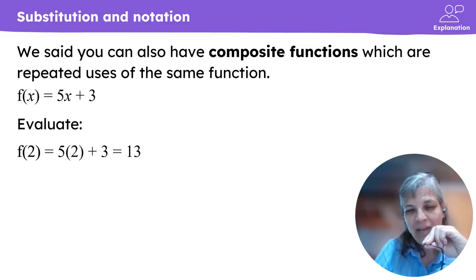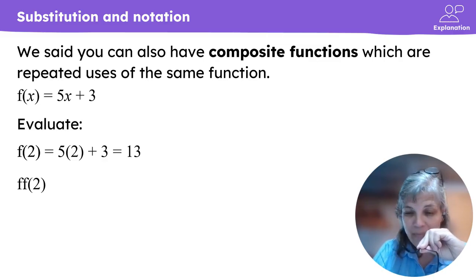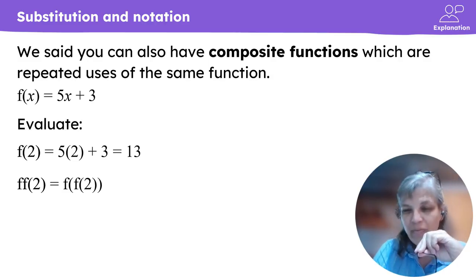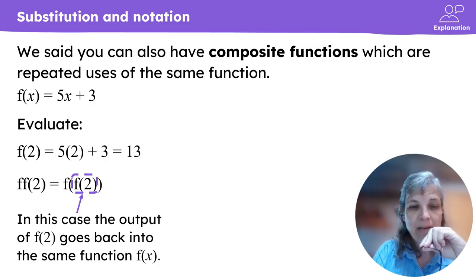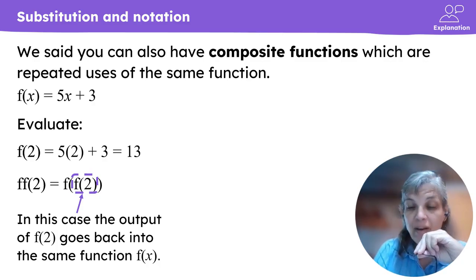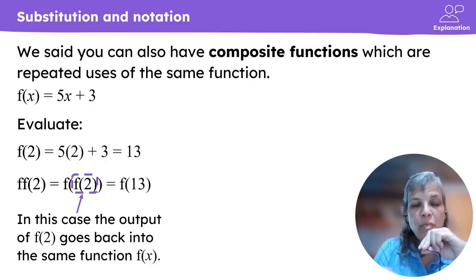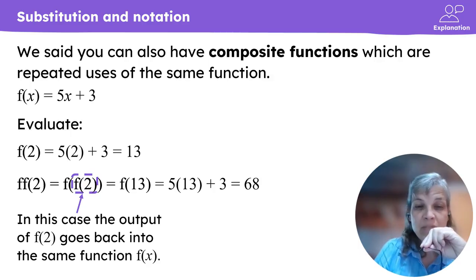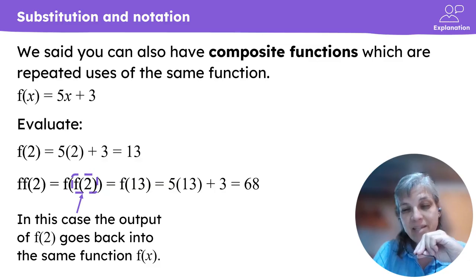What would happen then if I say I want ff of 2? I need to take that output of doing it one time, the output was 13, and I need to apply the function f to that again. In this case, the output goes back into the same function, goes back into f another time. So you put f of 13, and then you find out, if I run 5 times 13 plus 3, I get 68.